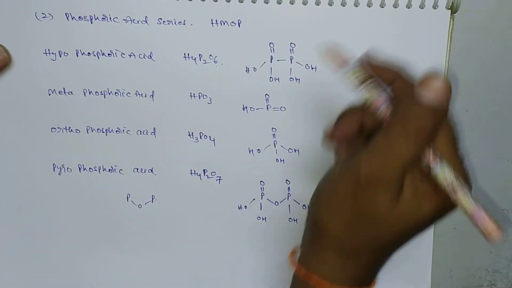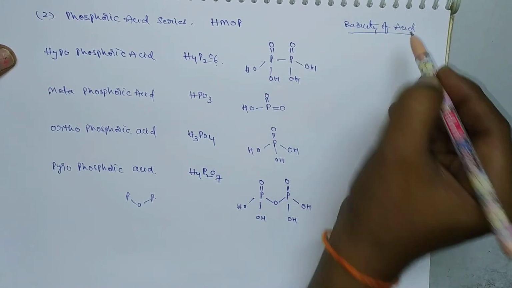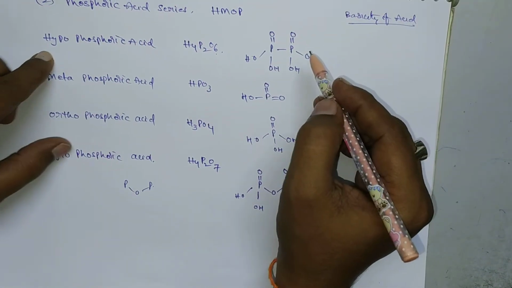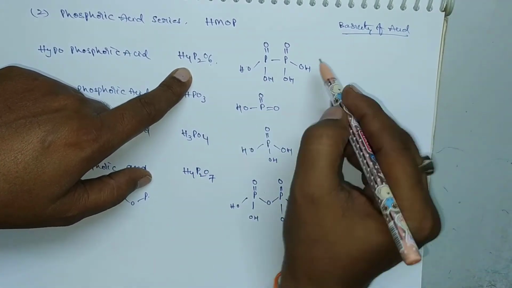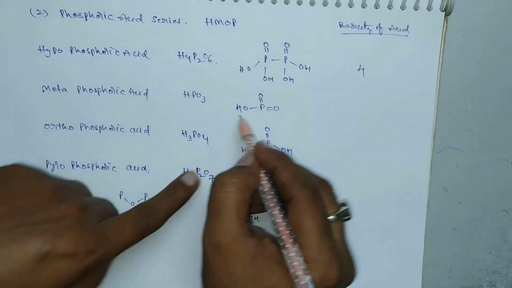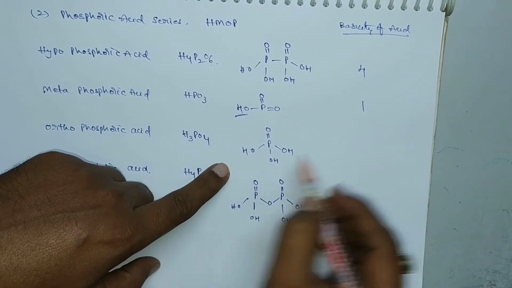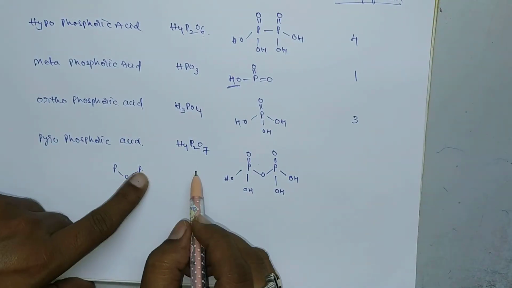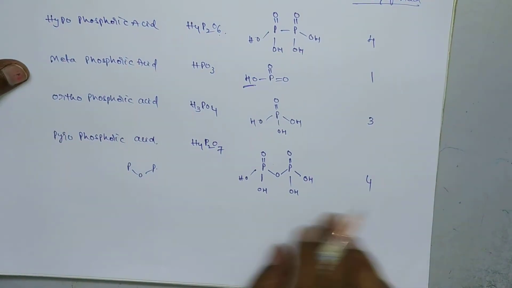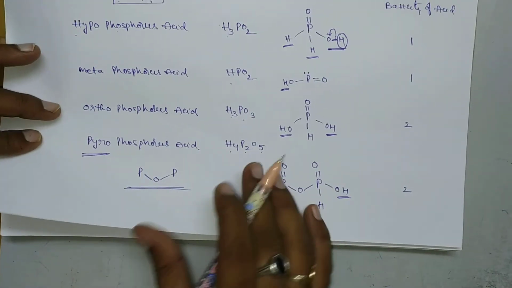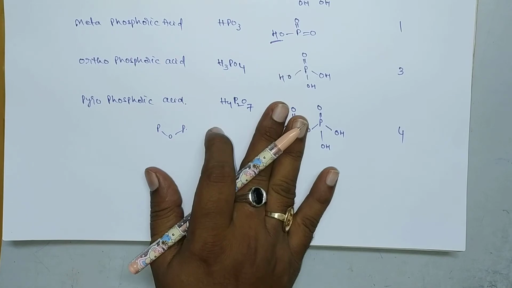Now we have to go for the basicity of the acids. The first one, hypophosphoric acid, H4P2O6, can donate 4 hydrogens as H plus ions, so the basicity is 4. Here it can donate only 1 H plus ion, so it is 1. Here it can donate 3 H plus ions, so it is 3. And pyrophosphoric acid can donate 4 hydrogens as H plus ions, so the basicity is 4. All these exhibit lower oxidation states when compared with the phosphoric acid series.